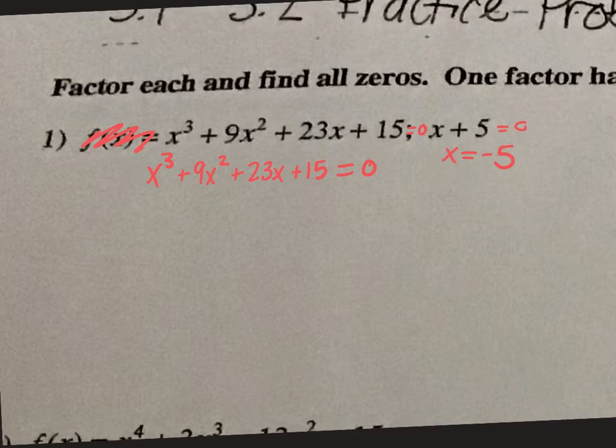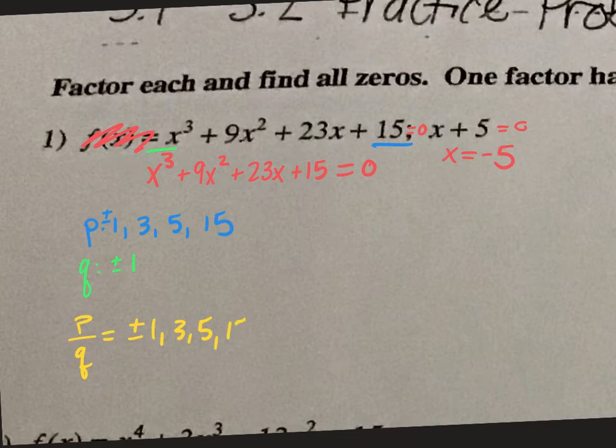So you still need to technically take your p and q, which is 1, and write your list of factors. So factors of 15 are 1, 3, 5, and 15. And then q is just 1. So then your p over q is going to be 1, 3, 5, 15. So we know that this is our list of factors. We know that -5 is going to work for one of them. So that's what I would start with.